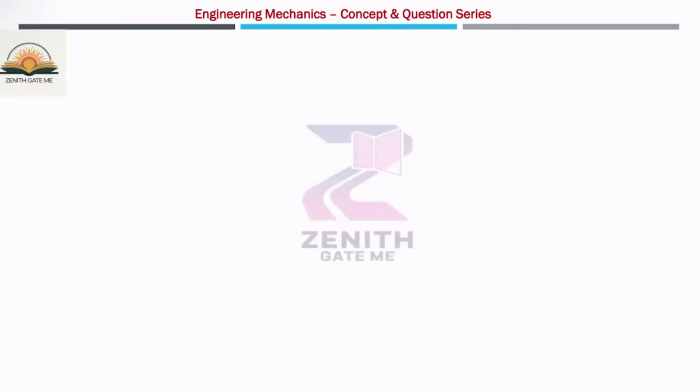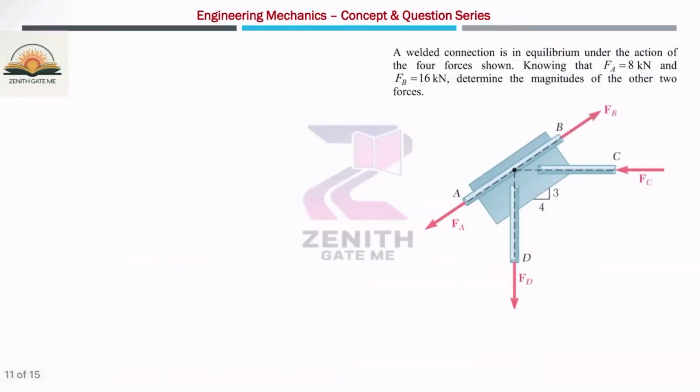Continuation with the concept and question series. So this is the question based on the coplanar concurrent system. That means all these forces are lying in the same plane and they are passing through the point, this one. So let us suppose this point is O. So what is the question?